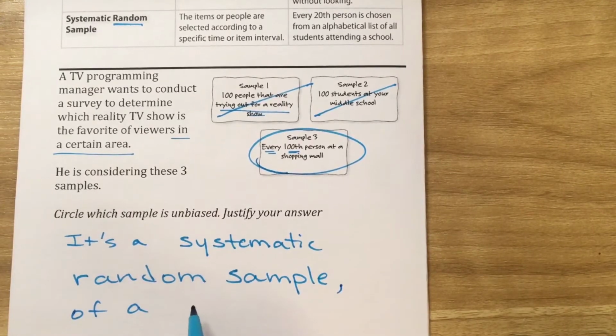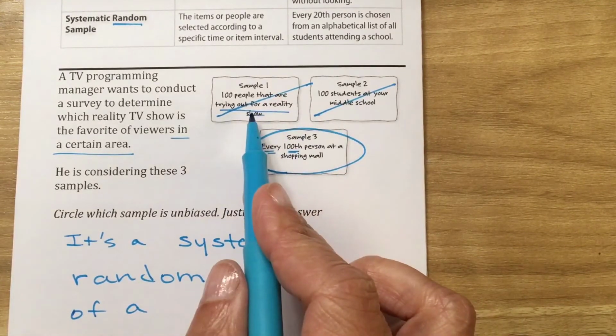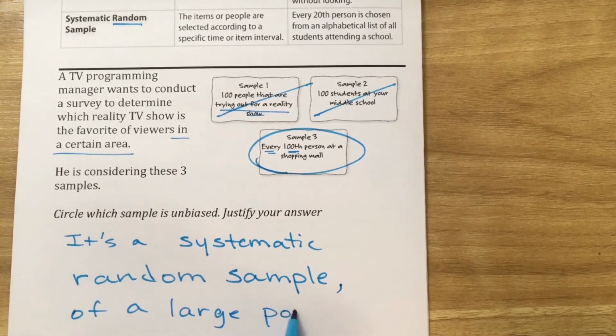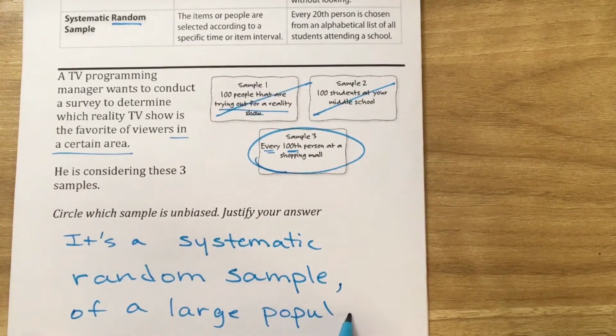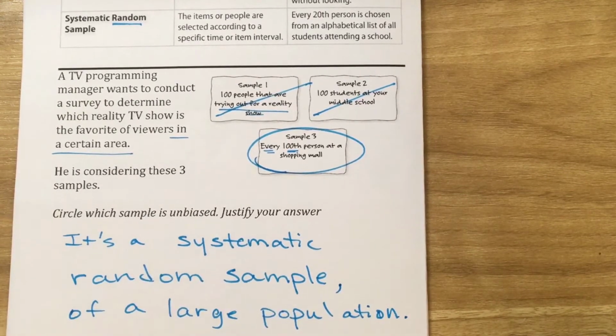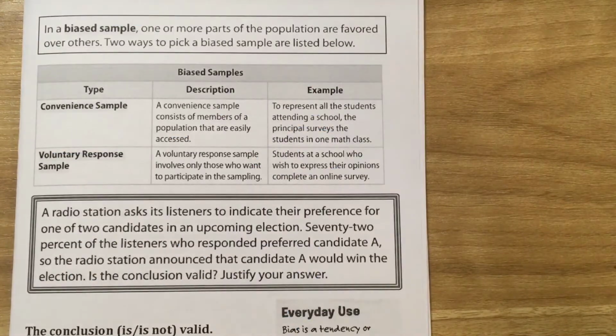And it's not just a random sample of, let's say, the students or reality show tryout folks, but of a larger or large population. So a biased sample is one or more parts of the population that are favored over others. Two ways to pick a biased sample are listed below: a convenience sample and a voluntary response sample.